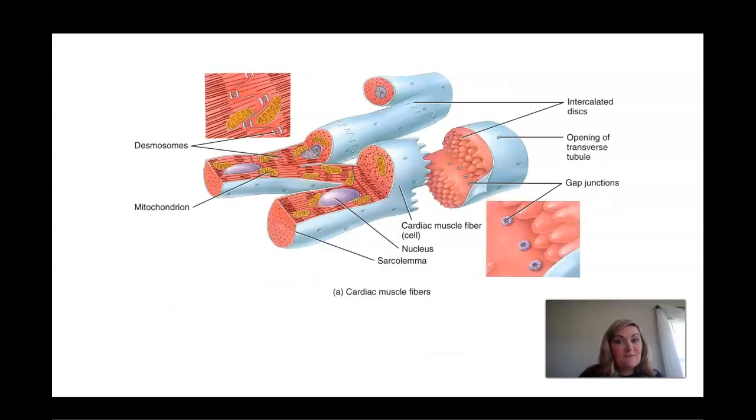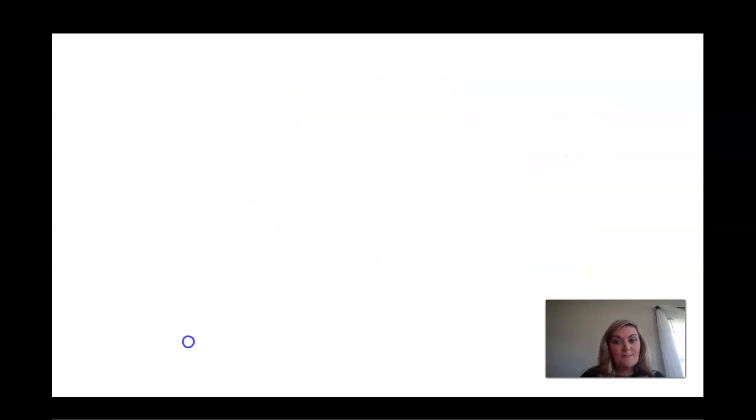Here you can see these bifurcated cells are the ones that branch off in different directions. You'll see that intercalated disc going through the center. Notice how there's going to be one nucleus per cell and many, many mitochondria, along with banding or striations.